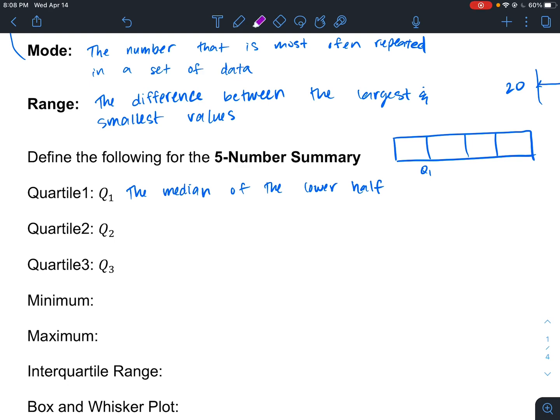Okay, so right here, this would be considered the lower half of our data. So then Q1 would be the middle, which is why it's the 4th marker. And then that means of the upper half of data, this would be our 3rd quarter mark. So Q3 is found by finding the median of the upper half.